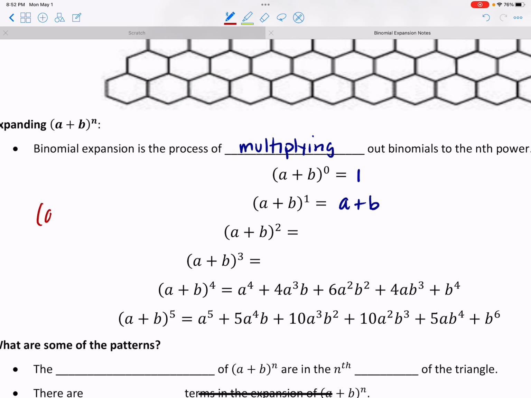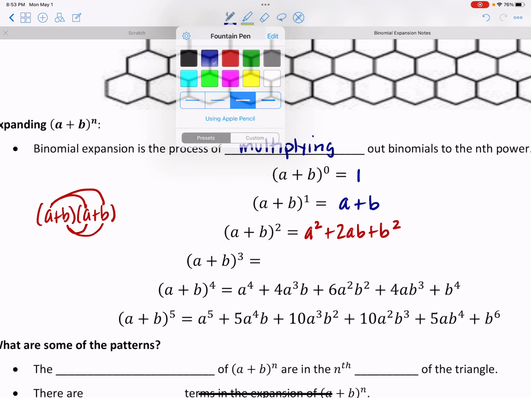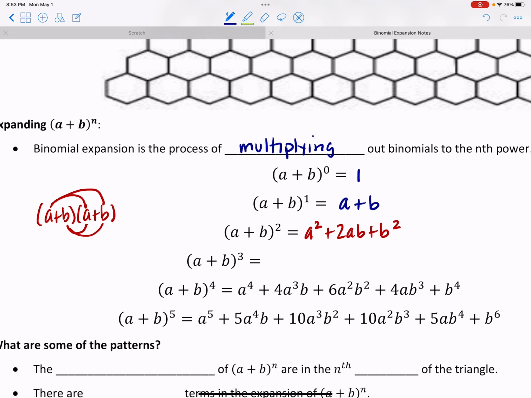A plus b squared means we would multiply a plus b by itself. We're going to start with an a squared. And then we're going to have an ab here, another ab here, so that's two ab's in the middle. And then we're going to end with a b squared. And then if I want to cube that, a plus b cubed, then I would have to take an a plus b and multiply by an a plus b and an a plus b. Well, I just did that, so let me bring down my a squared plus 2ab plus b squared and multiply by another factor of a plus b.